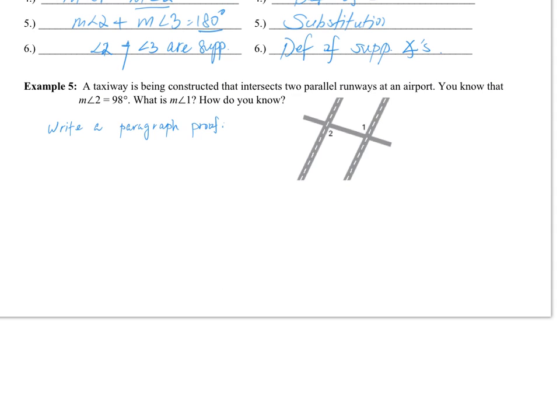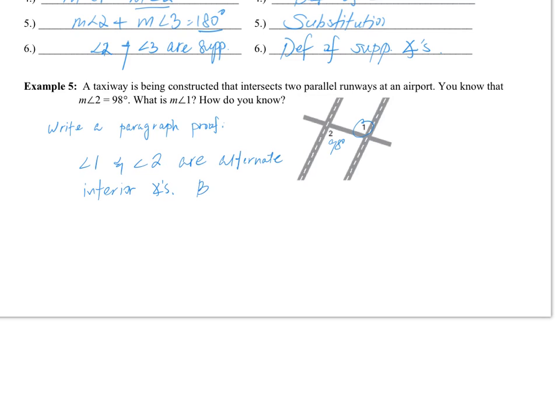A taxiway is being constructed that intersects two parallel runways at an airport. You know that measure angle 2 is 98 degrees. What is measure angle 1? How do you know? Now let's write a paragraph proof. A simple one. Angle 1 and angle 2 are alternate interior angles.